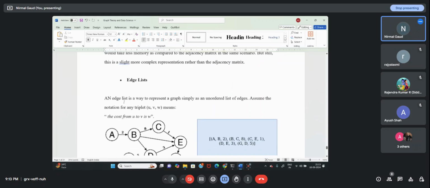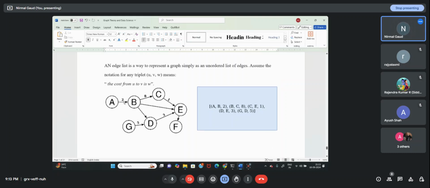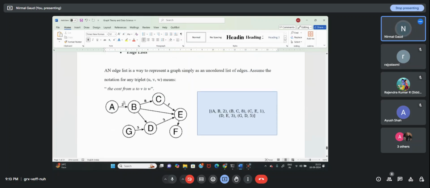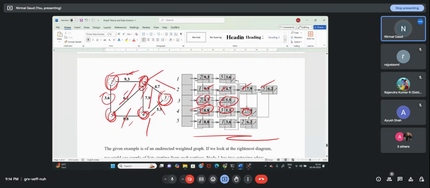Okay, fine. We are having an edge list. Edge list is easy. No issue with the edge list. It is very easy. Like A to B, 2, B to C, 8, C to E, 1, and so on. This is an edge list. But like this one, preparing an adjacency list from a graph is complicated. We have to set the pointers.